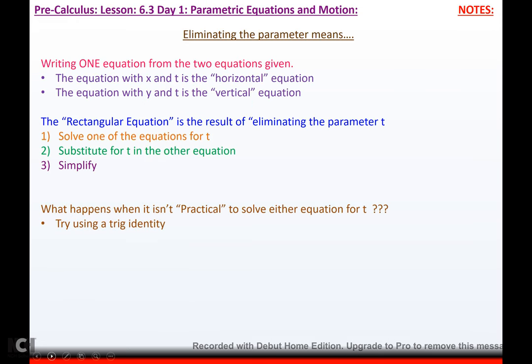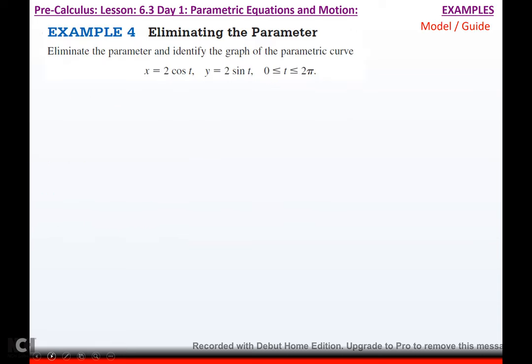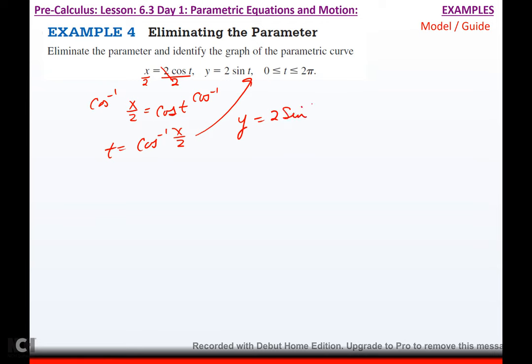Alright. What happens when it isn't practical to solve either equation for t? In other words, if you look at this one, it says eliminate the parameter and identify the graph of the parametric curve. If I were to get t alone, don't write this, but I would divide by 2. That would give me x over 2 equals cosine t. To get t alone, I would arc cosine, and I'd get t equals arc cosine of x over 2. And then you'd substitute it in, y equals 2 sine of arc cosine of x over 2.